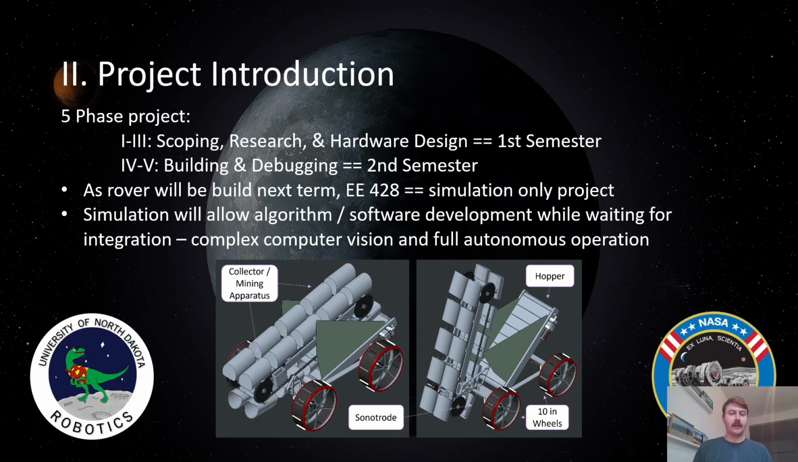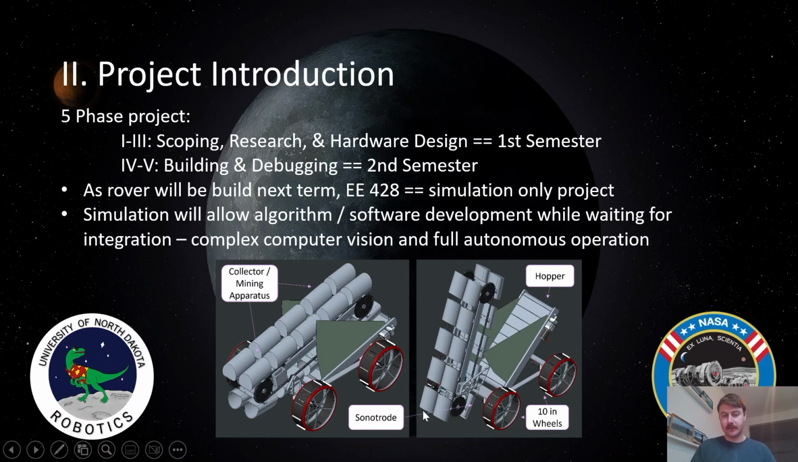In terms of the specific project in the robotics course side of things, the overall project has 5 different phases. So the first semester has phase 1 through 3, which is the scoping and problem definition, the research and the best ways to optimize the system, and the hardware design. Then the second semester is 4 and 5, which is building, and then the debugging phase. And with this timeline, it means that the Robotics 428 course project is simulation only work. And this will allow testing of our software and our algorithms, even if the rover isn't fully integrated, which means we can start early, which is great because software takes time to develop.